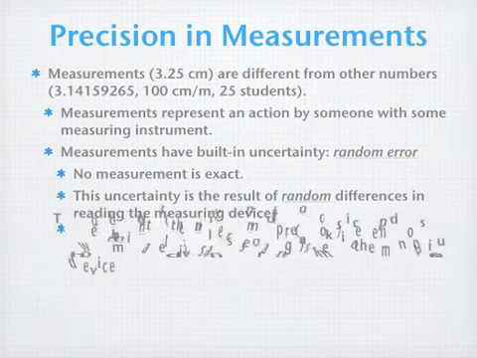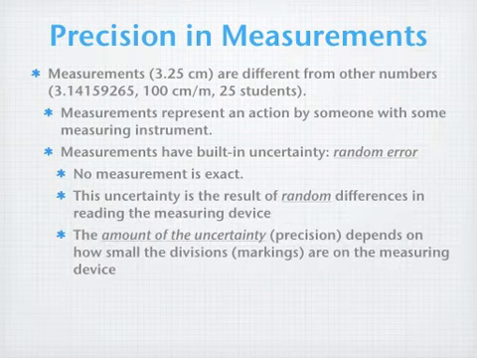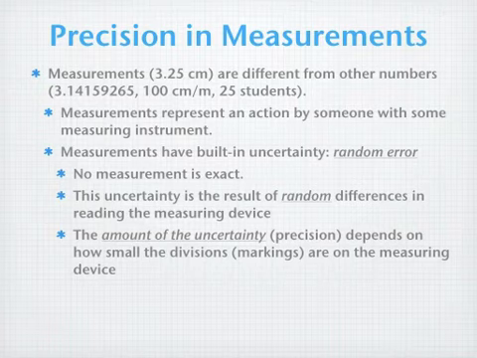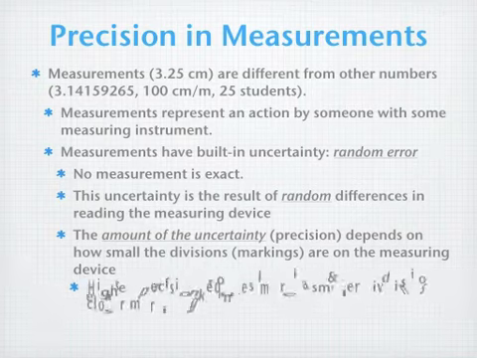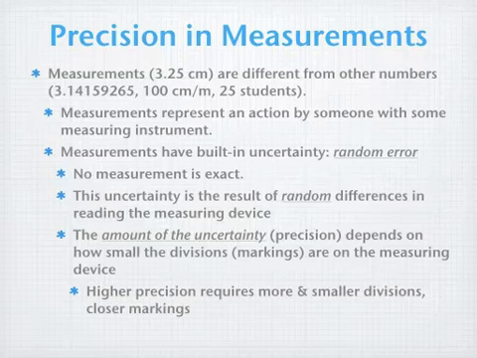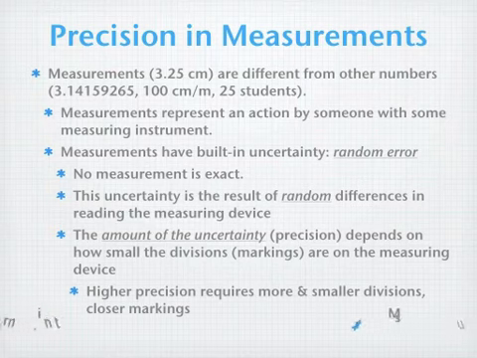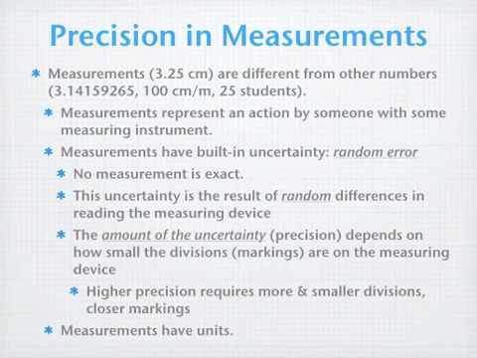And this amount of uncertainty is the precision, and this depends on how small the divisions or the markings are on the measuring device. A higher precision requires more and smaller divisions, which means that the markings are going to be closer together. Finally, one thing that's very important in this whole class is that all measurements must have units with them.